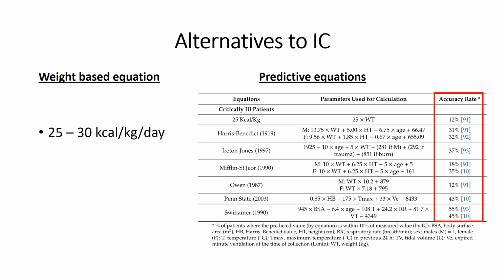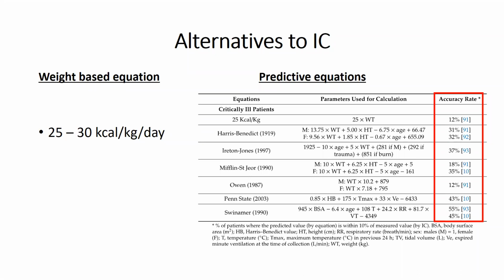So if you had to choose between a weight-based versus predictive equation with the poor accuracy rate, the consensus guidelines actually say, you know what, the weight-based equations are a little bit simpler. They're easier to do the math. You can apply it at the bedside. So preferentially, perhaps use the weight-based equations.